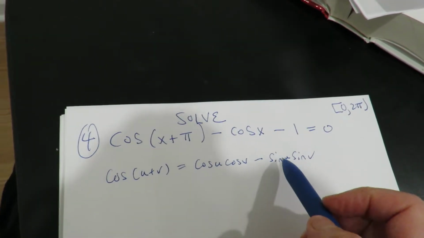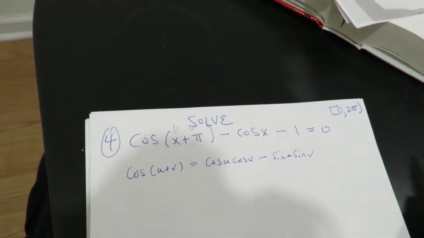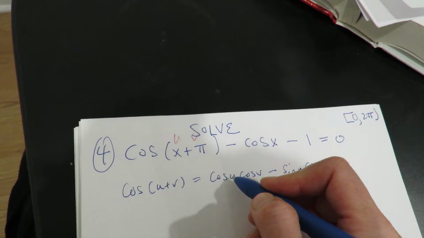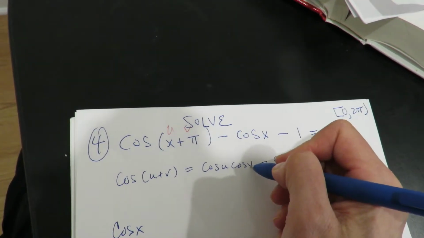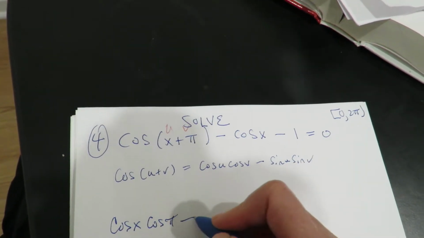So remember, if it's positive, it's negative. So in this problem, this is u, this is v. So I'm going to put this into the expansion. We're going to start with cosine of u, so cosine of x times cosine of v, so cosine of pi. All right, now we're going to subtract.